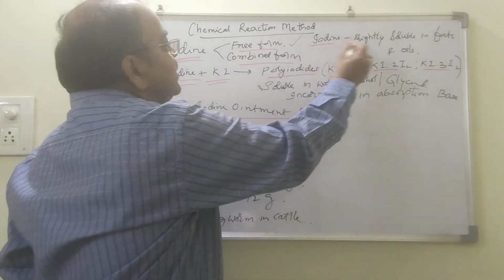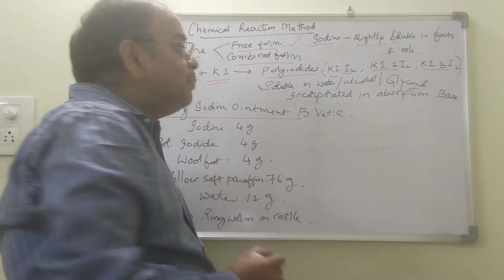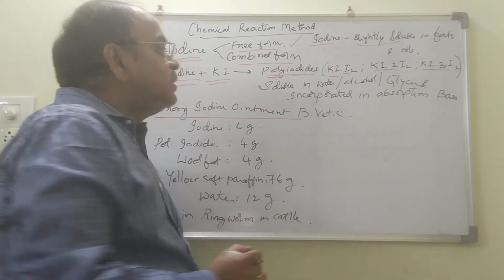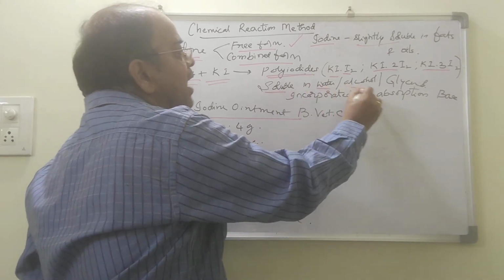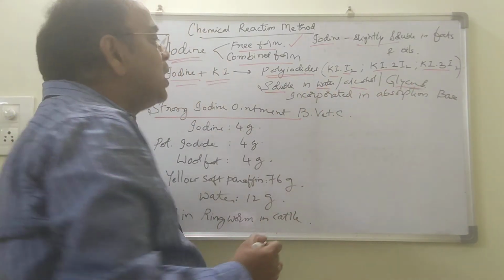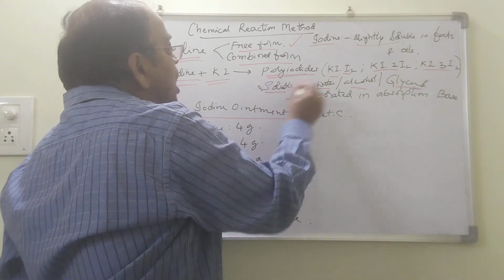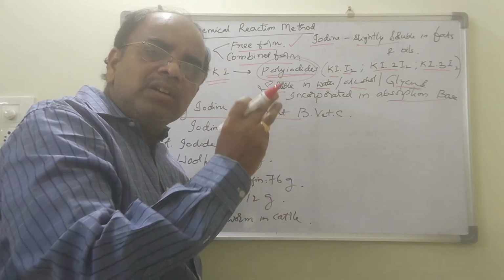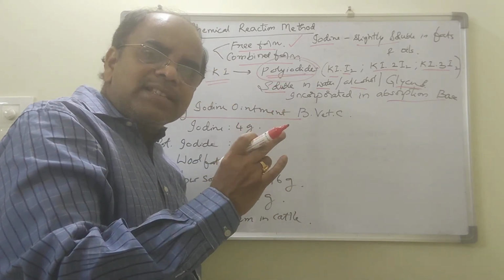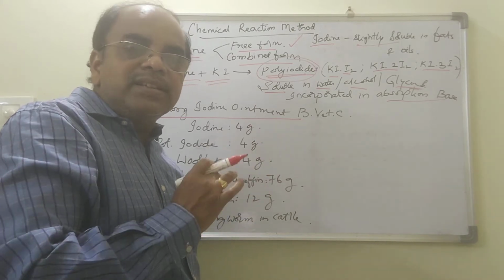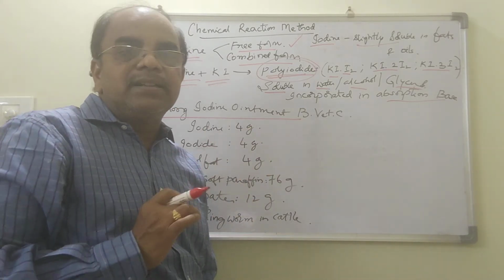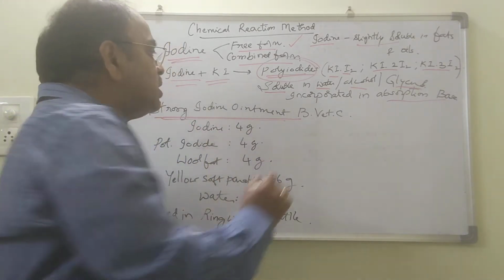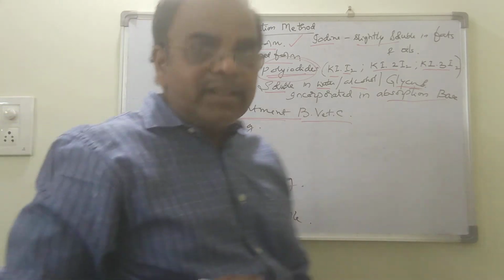So iodine is slightly soluble, but if you make the polyiodides, we can increase the solubility. That is soluble in water, alcohol and glycerol. Okay? And after this, we can incorporate these polyiodides in the absorption base. Examples of the absorption base: wool alcohol, beeswax, wool fat. So with all these things, we will see the preparation of one ointment, that is strong iodine ointment, official in the British Veterinary Codex.